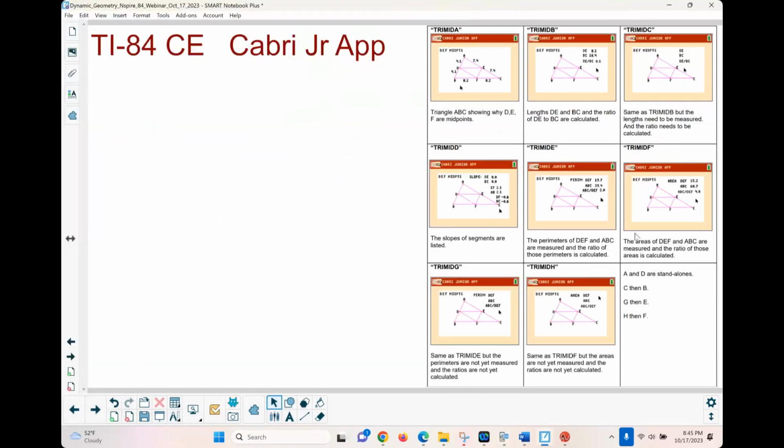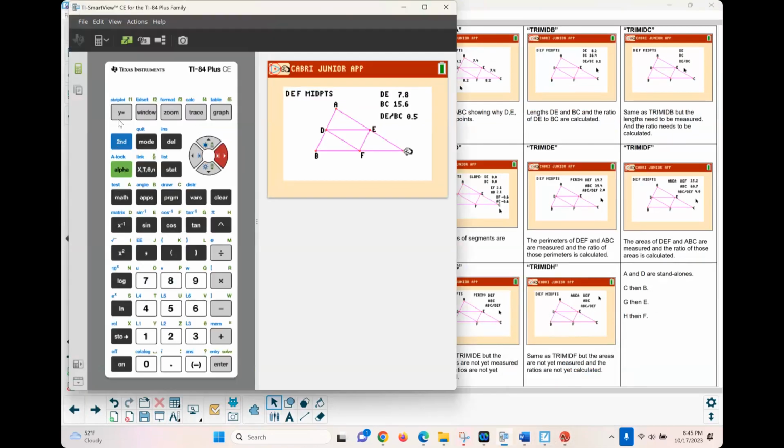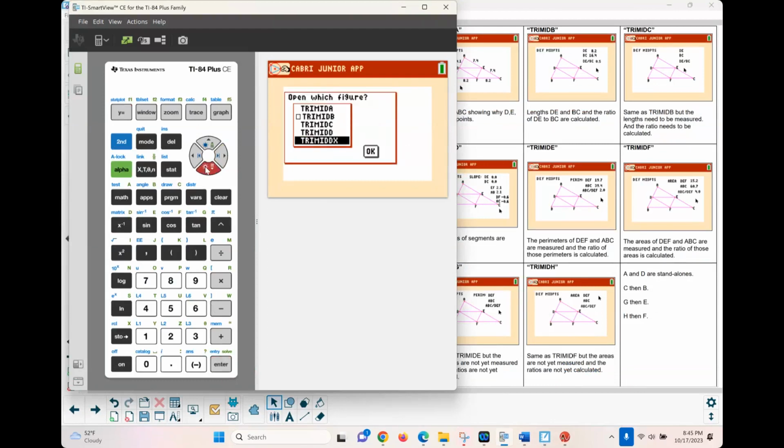So these are all of them right here. I do want to look at G then E. So let me try G then E. Again, I'll go ahead and open, and I'll go down to G. I didn't put them in alphabetical order, but that's all right.